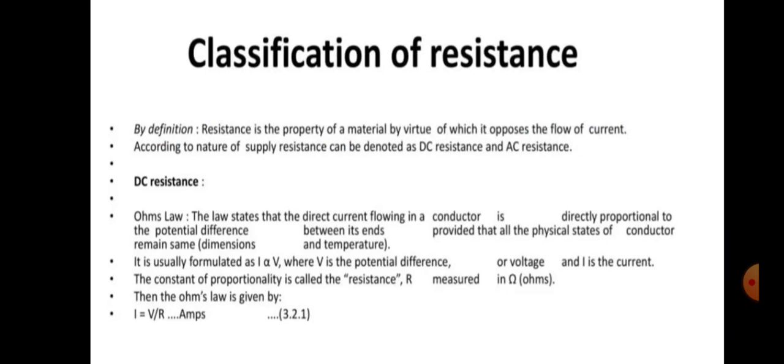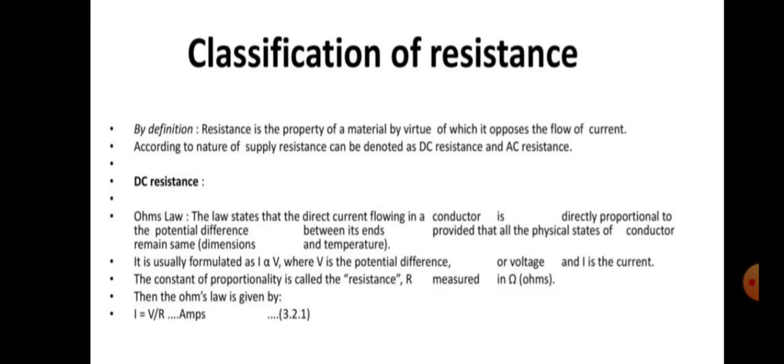Now the DC resistance. So students, I am considering all of you are familiar with Ohm's law. What is Ohm's law? The basic formula is known to everyone. This is also in physics, in basic science also. V equals IR. So what does Ohm's law state? The law states that the direct current flowing in a conductor is directly proportional to the potential difference between its ends, provided that all the physical states of the conductor remain the same.